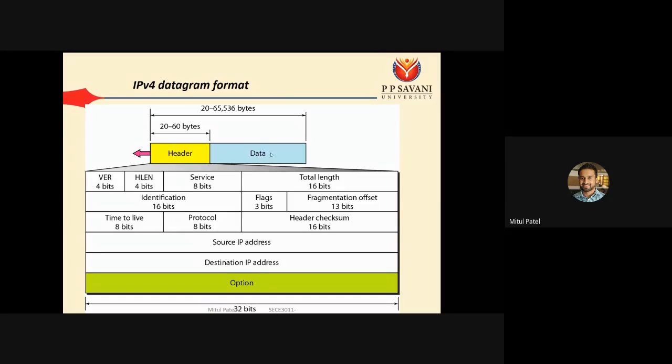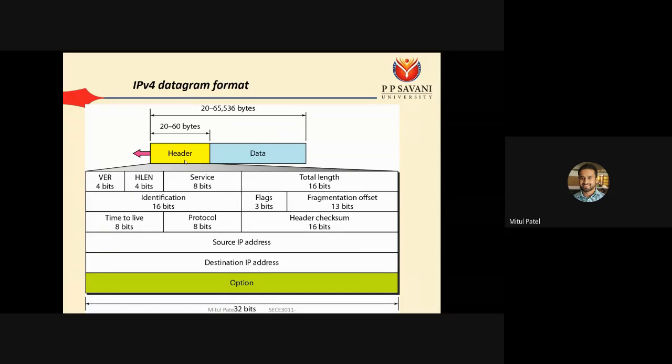Data means the original message you want to deliver, and header means we require some extra information to find out what type of information we have included in our data. To inform the receiver and every intermediate node about what type of information we have put in our data, we require the header. The header has many fields. Using them we can identify what type of information we have added in our data.